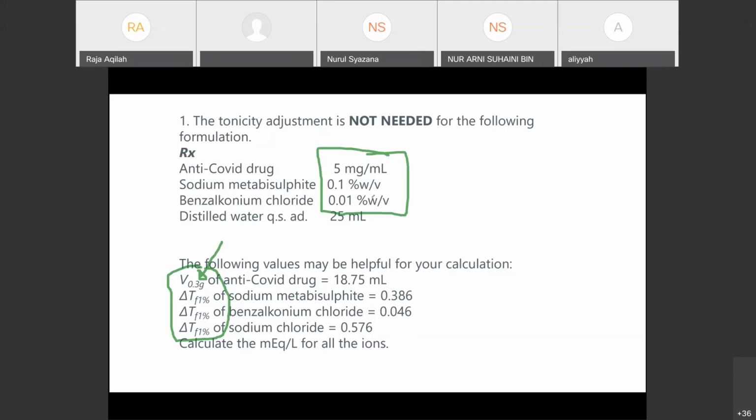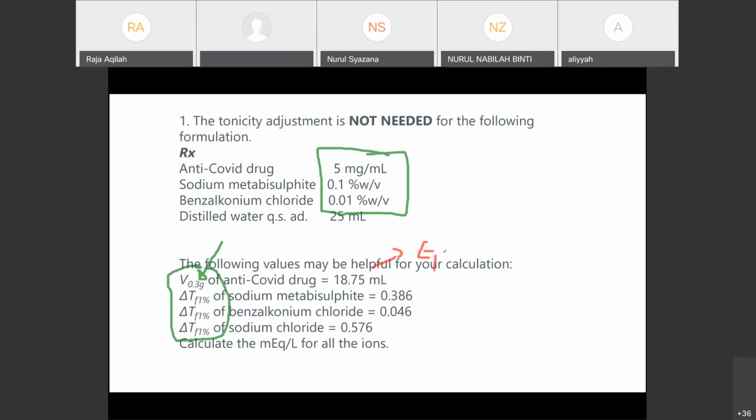Hello, doctor. Yes. Can I use the sodium chloride equivalent method? Yes. And how do you want to solve the question? Okay. For the first one, I use the V 0.3 gram of anti-COVID drug. So I use the Sprowls method, and I got the E1% of anti-COVID drug. Okay, you change this one into E1%.